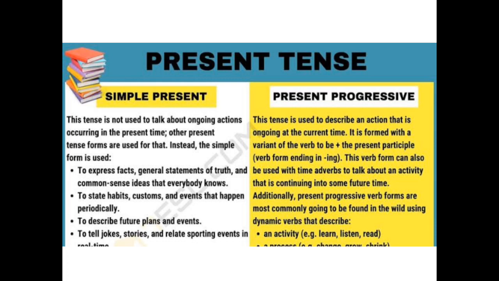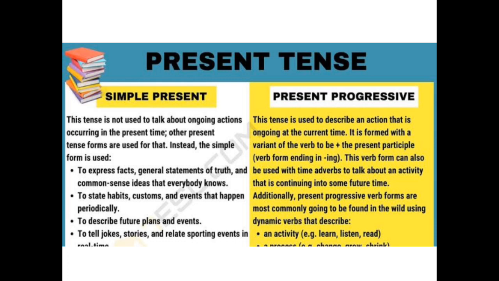Now, we look at present progressive or present continuous. So this tense is used to describe an action that is ongoing at the current time. This is the one that is used for that. It is formed with a variant of the verb to be and the present participle form of the verb, which is the verb that ends in ing.